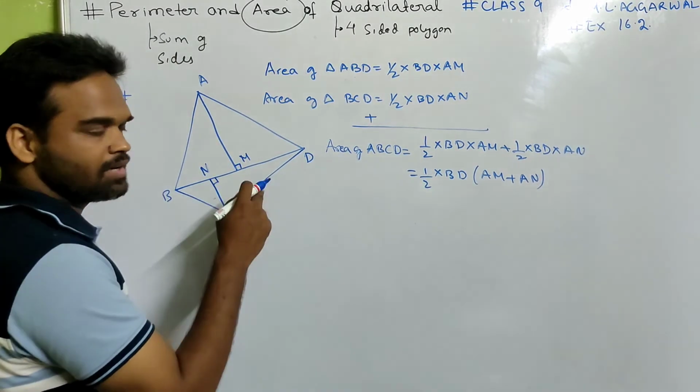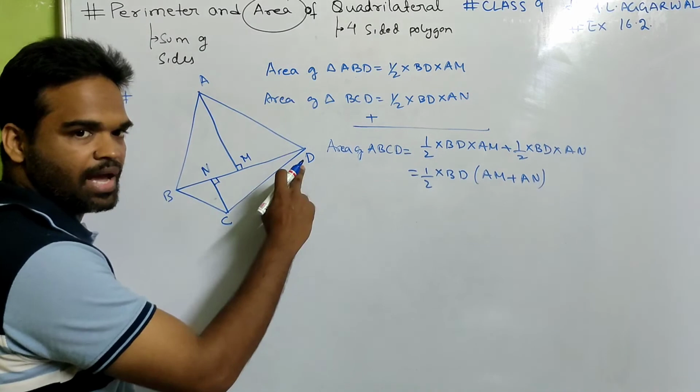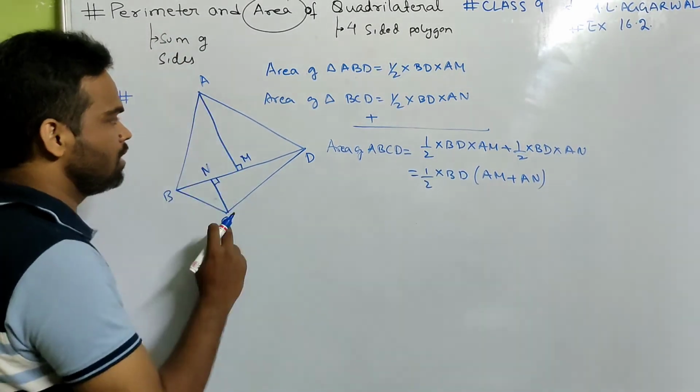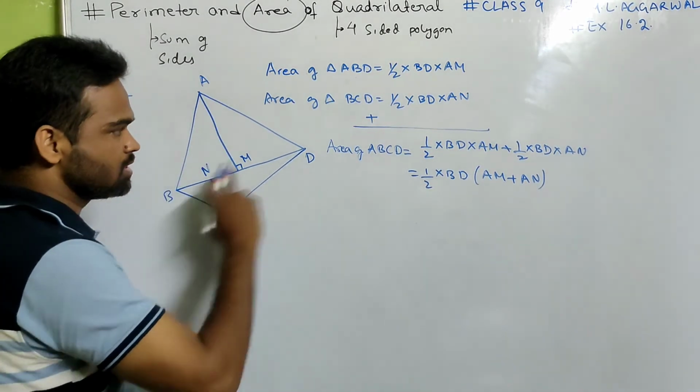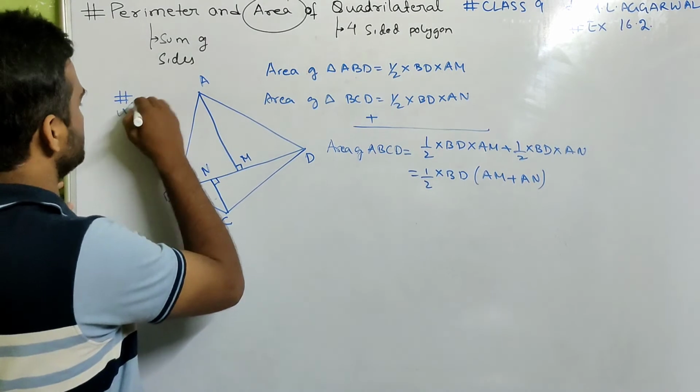So area of a quadrilateral will be equal to half into the product of one of the diagonals and the sum of perpendiculars from the vertices on this diagonal. Am I clear? This is one of the cases, okay?